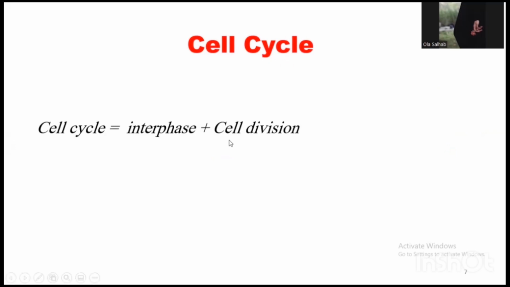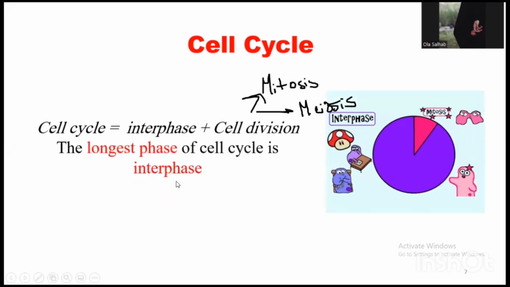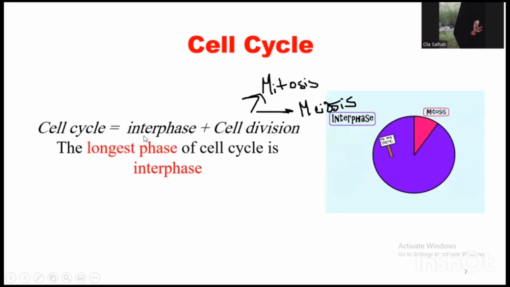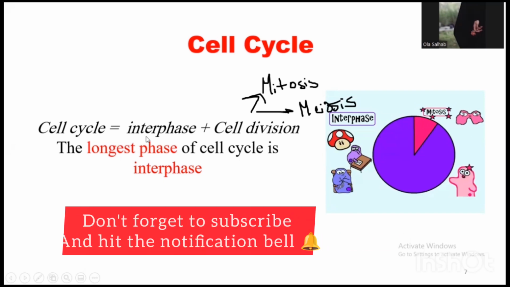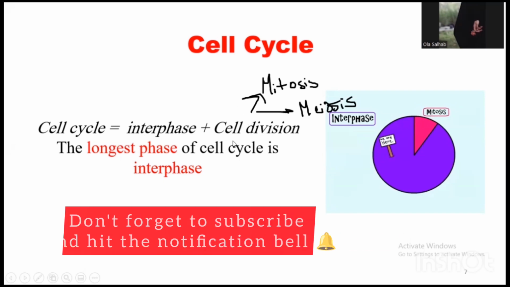Finally, we will talk about a concept called the cell cycle. Cell cycle is the interphase plus the cell division. And we said that cell division could be mitosis or meiosis. Okay? And the longest phase of the cell cycle, actually, is the interphase. So we need a lot of time, or the major time is in the interphase to prepare the cell for cell division, to duplicate the DNA, and finally we make cell division.